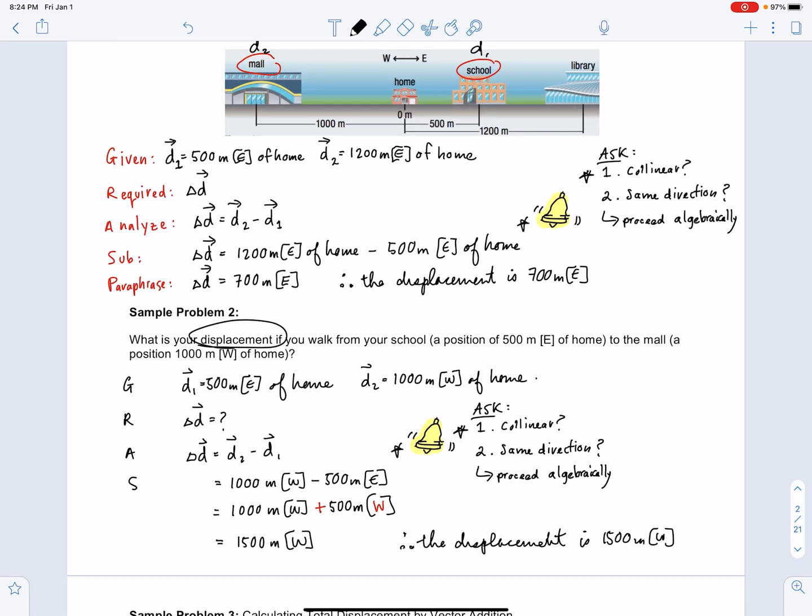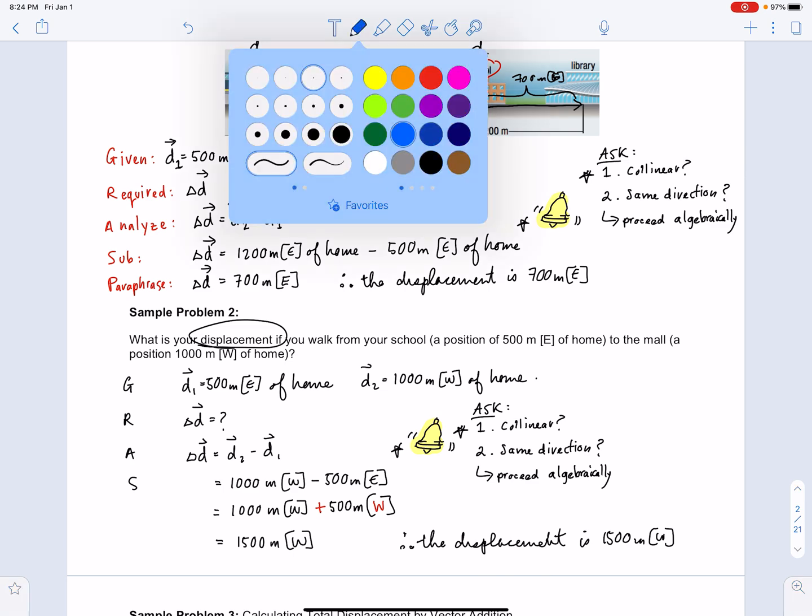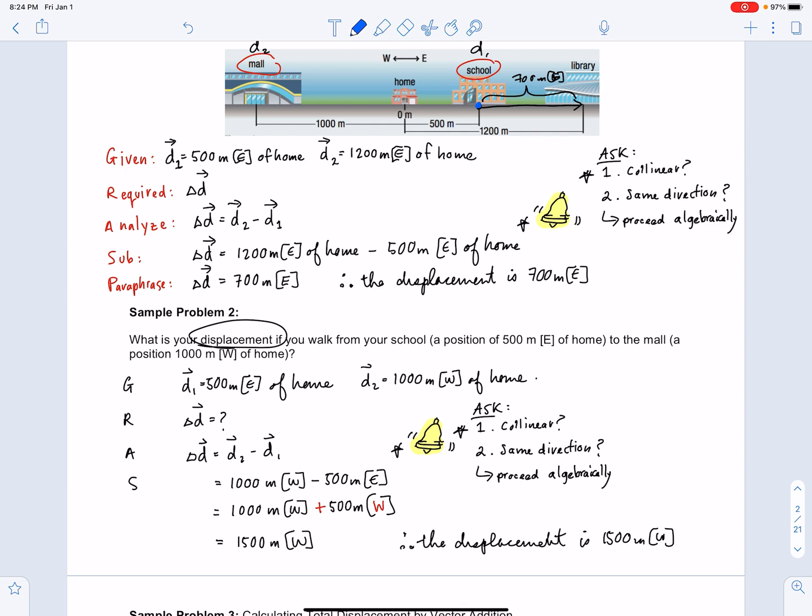In the first example, we started at a position of 500 meters east of home and went to a position of 1,200 meters east of home. If you find this distance, it is equal to 700 meters, just like our calculations proved, and in the east direction. Now, what about if we started from our school, we'll change the color so it's more visible, from our school and went to the mall? Well, we can see by the diagram that we ended up traveling a displacement of 1,500 meters west.